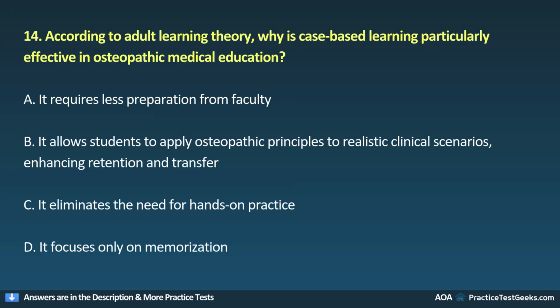14. According to adult learning theory, why is case-based learning particularly effective in osteopathic medical education? A. It requires less preparation from faculty. B. It allows students to apply osteopathic principles to realistic clinical scenarios, enhancing retention and transfer. C. It eliminates the need for hands-on practice. D. It focuses only on memorization.